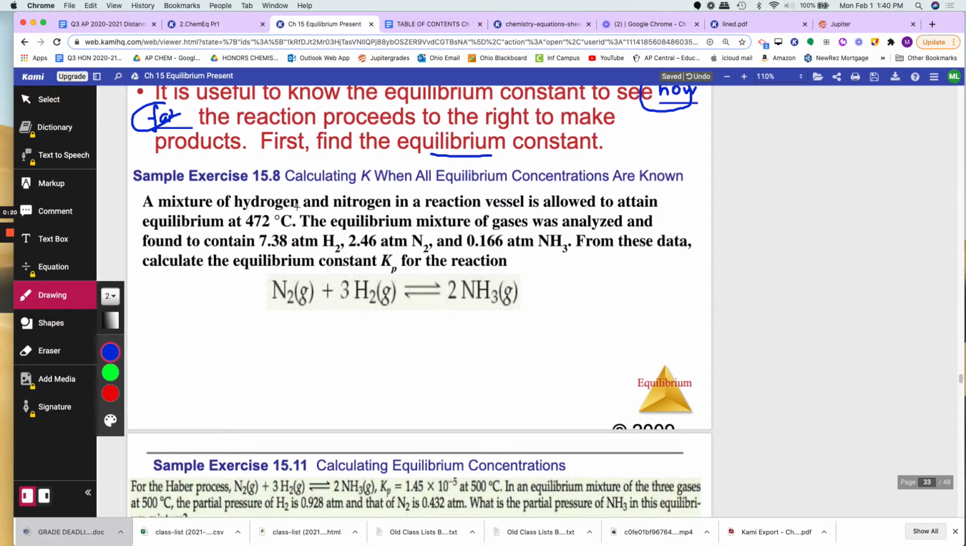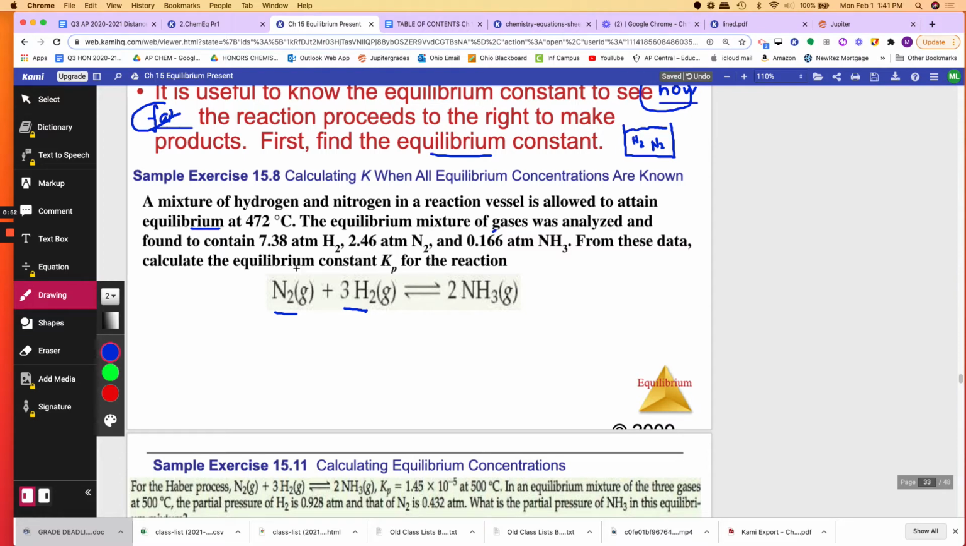You have a mixture of hydrogen and nitrogen. Here's hydrogen here, nitrogen in a vessel, and you're allowed to attain equilibrium. So that means the reaction has finished. So you have a beaker and you have some H2, N2, and it's about to turn into NH3, and you have reached equilibrium. That means the reaction is finished, where the amount of H2, N2, and NH3 are all constant. Not equal, but constant, and the reverse rate is equal to the forward rate.